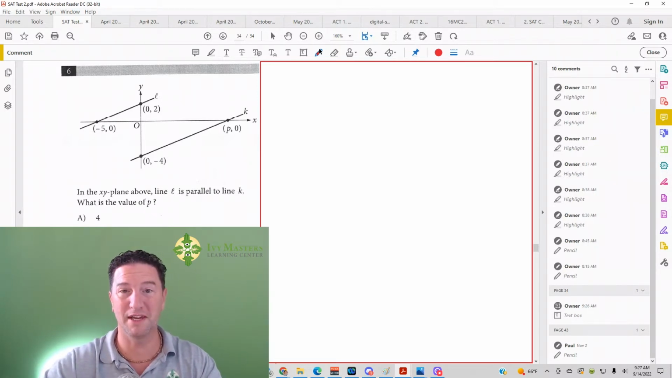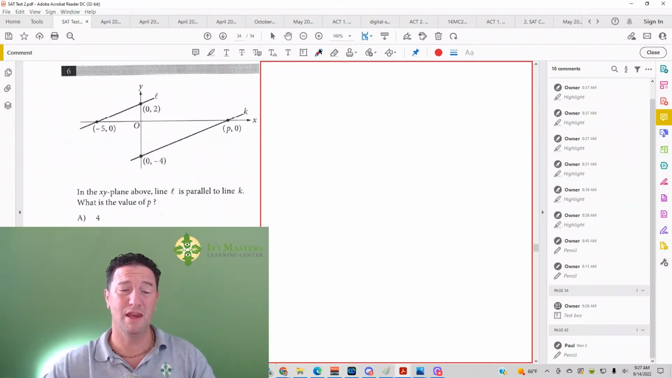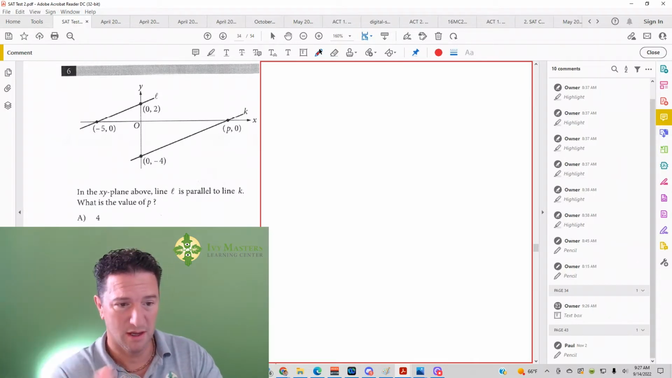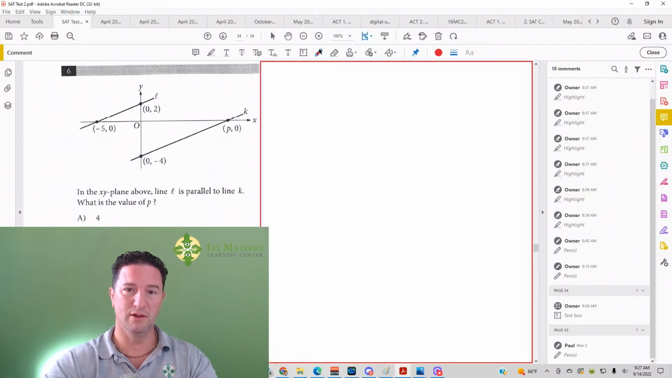And today we're going to look at Test 2, Section 3, Number 6, which reads: in the xy plane above, line L is parallel to line K. What is the value of P?